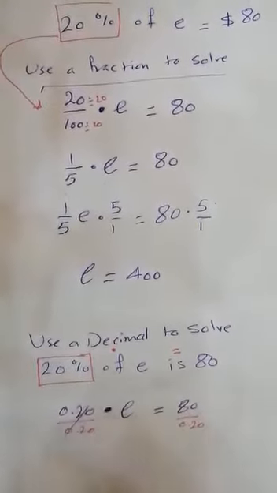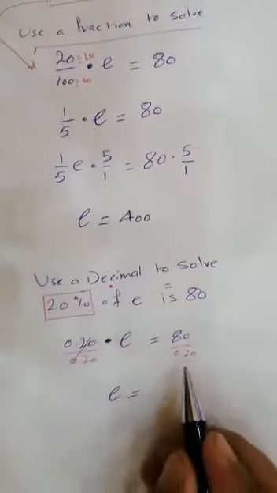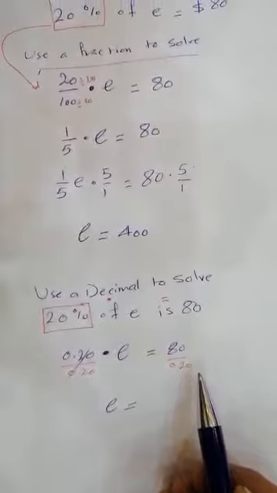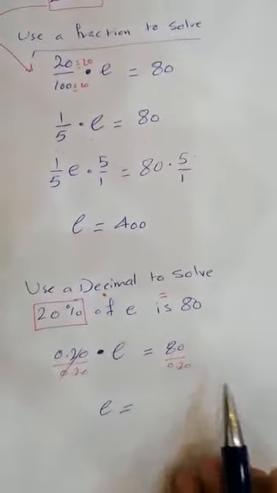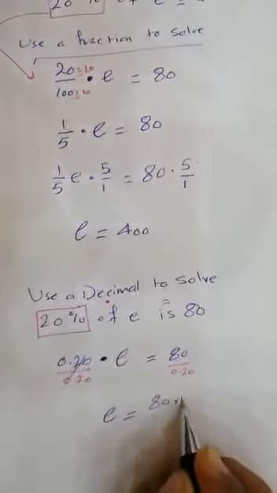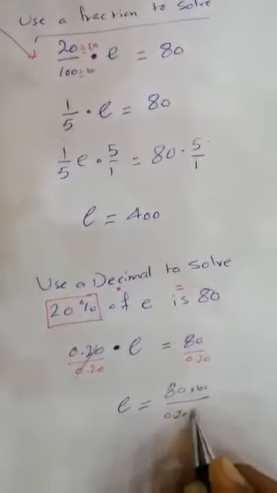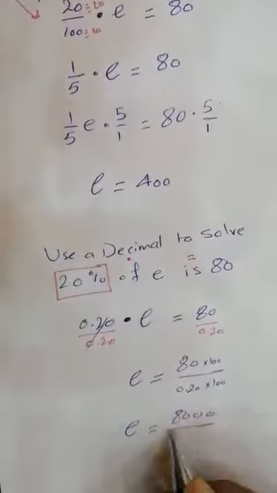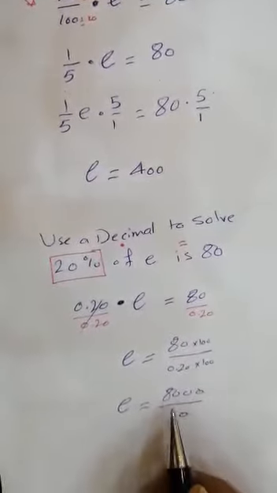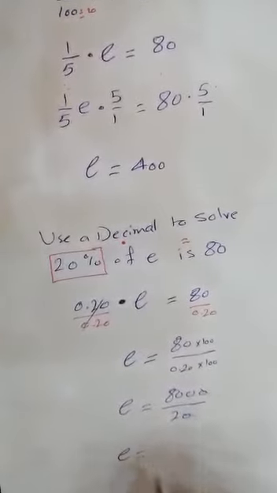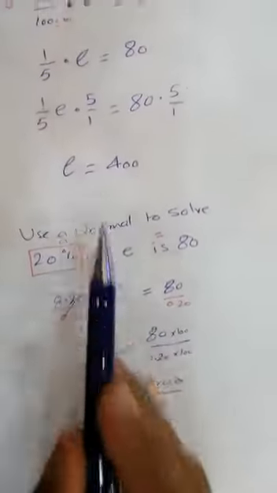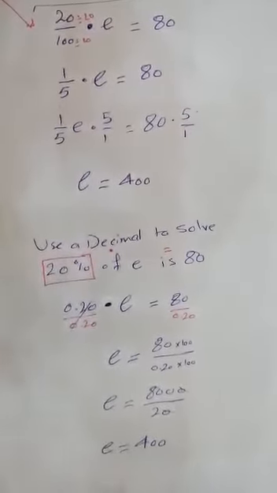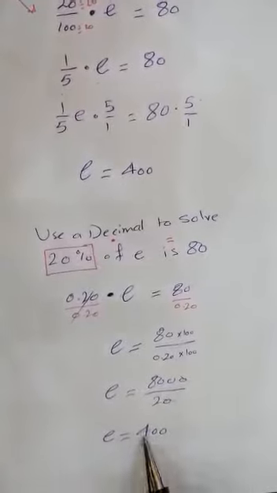Now E equals, here in the divisor we have a decimal. How many digits after the decimal? We have 2 digits. To remove the decimal, we multiply it by 100, okay? Then 80 multiplied by 100 out of 0.20 multiplied by 100 equals 8,000 out of 20. Simplify 0 with 0. 800 divided by 2 is 400. Then we get the same answer. Here we named E the whole, okay, it equals 400.